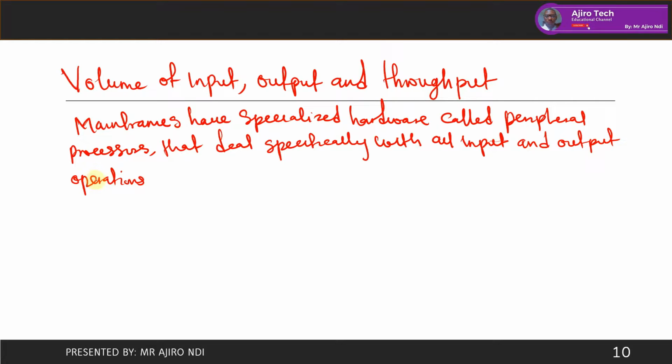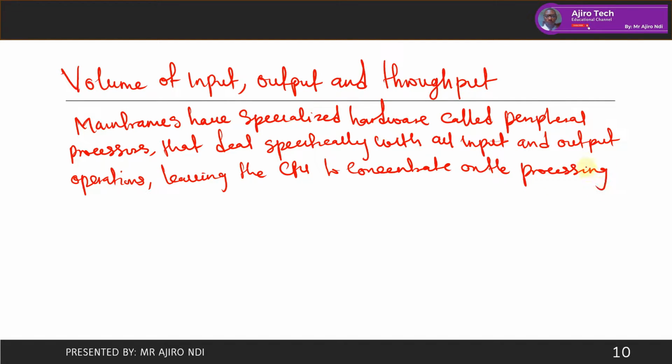Please take note of this, leaving the CPU to concentrate on the processing of data. Now I'm going to stop here. I want to explain. We've talked about the fact that the mainframe has specialized hardware called the peripheral processors, and they deal specifically with all input and output operations, leaving the CPU to concentrate on the processing of data.